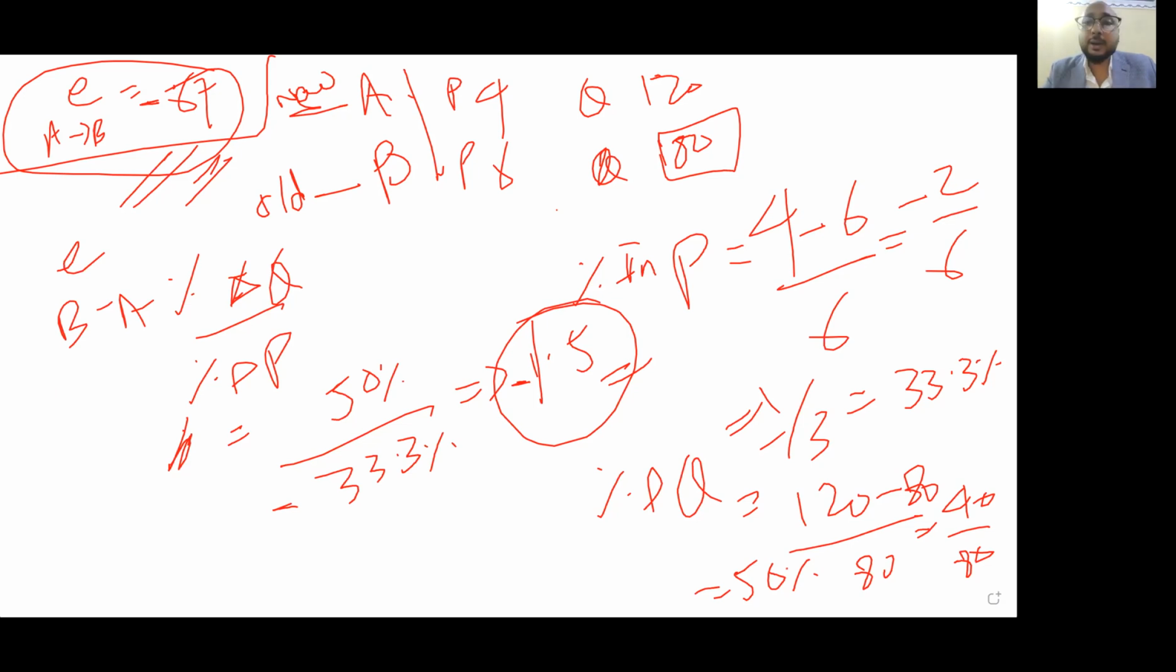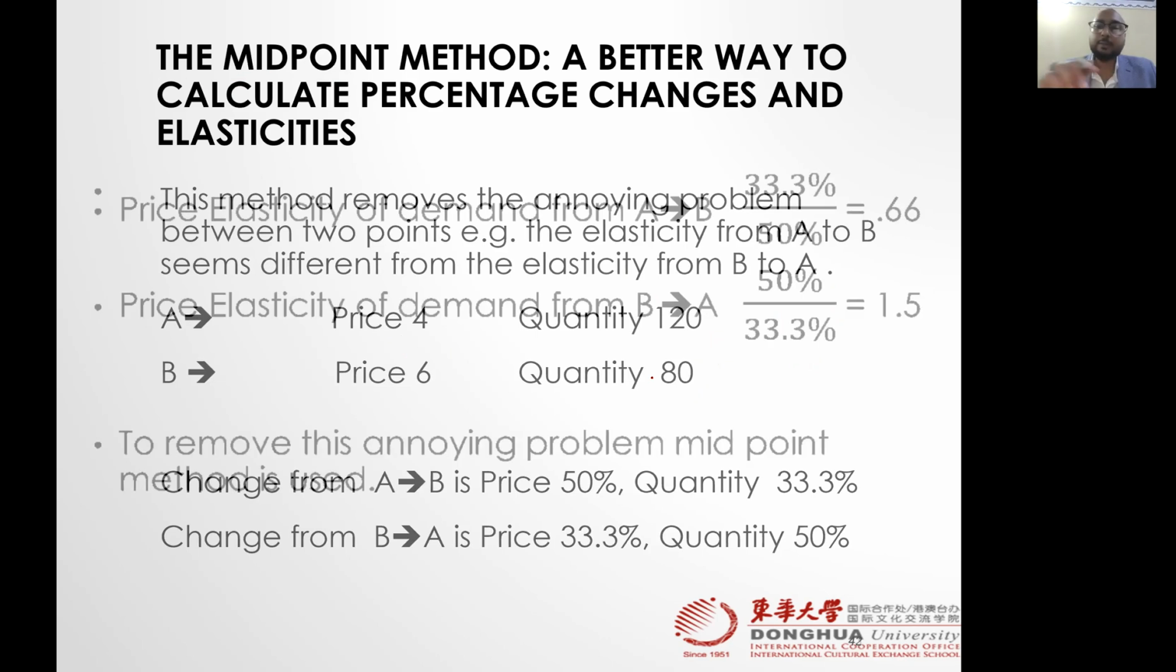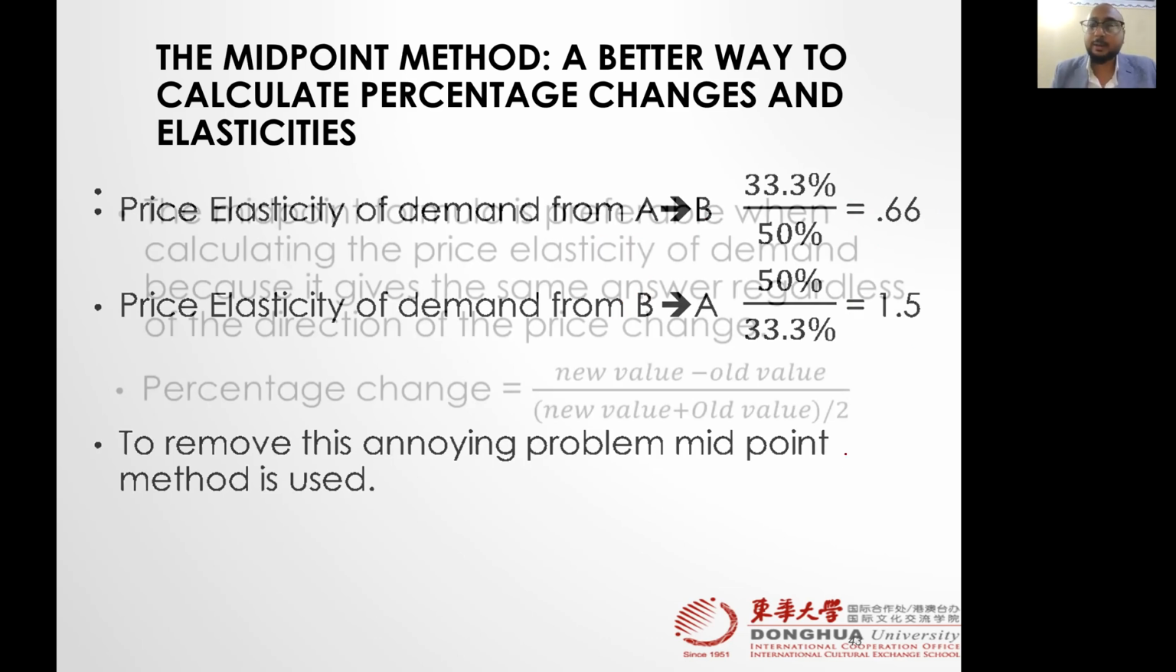And what is the midpoint method? The midpoint method is, why don't we take the midpoint of both of these quantities? So here we go. If we measure the elasticity from A to B, the answer is 0.67, and from B to A, 1.5. Now we are confused. So we have a better method called the midpoint method.